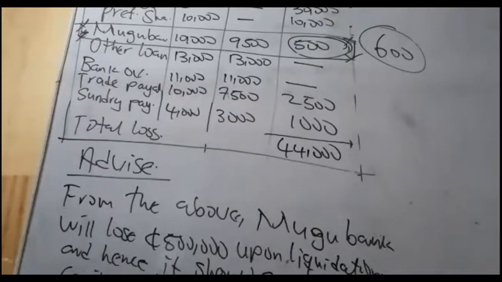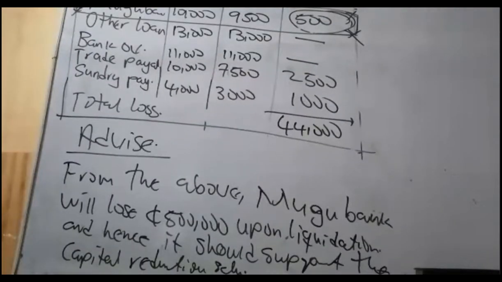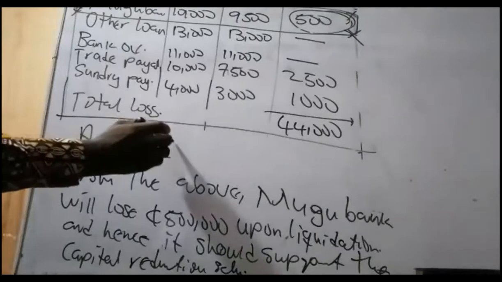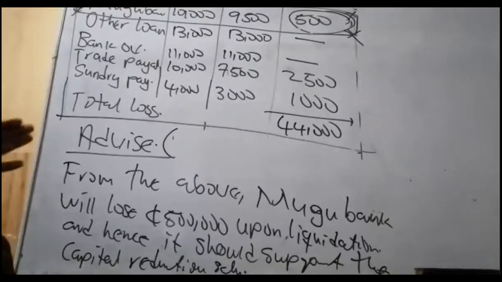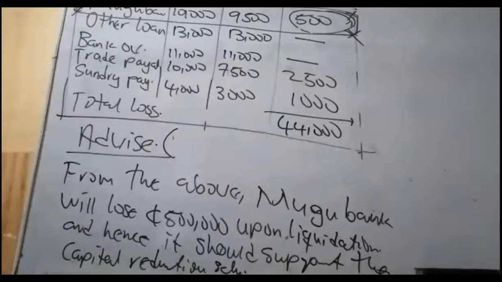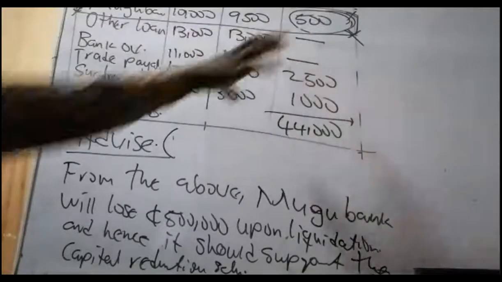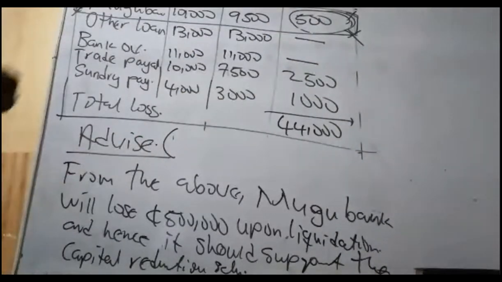Great. Now to go over everything, we are saying that the advice here is not as straightforward. The advice is conditional because you don't know what will happen to the capital reduction scheme. So you can't tell them that they should force liquidation or that they should support the capital reduction scheme. No, you can't do that.